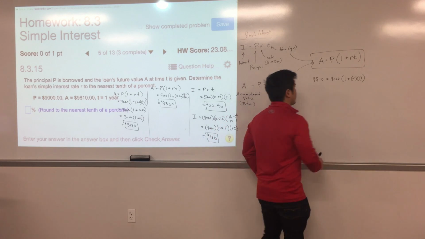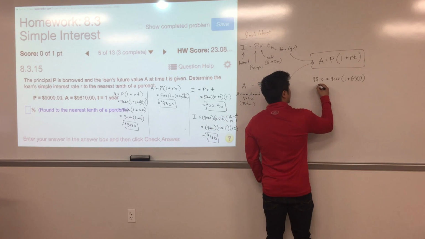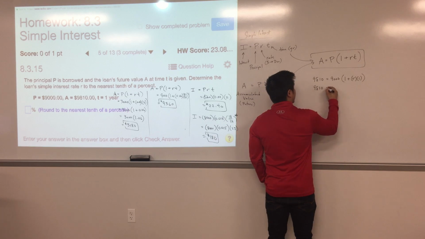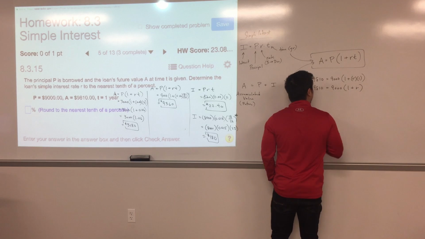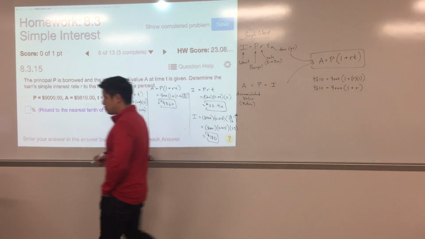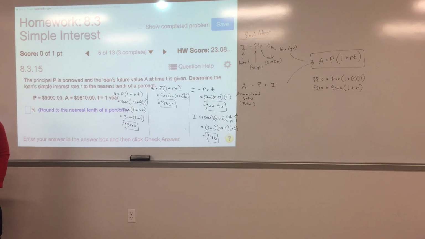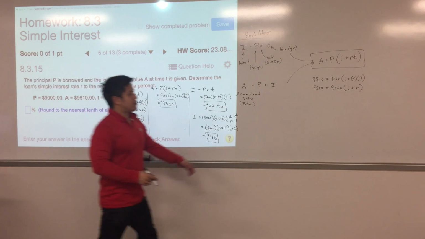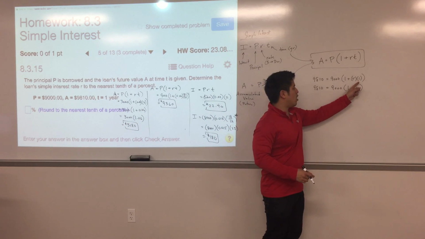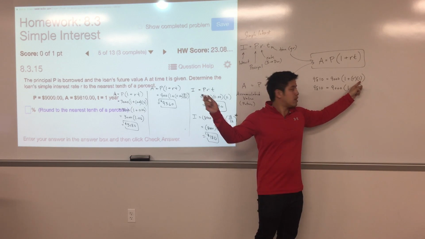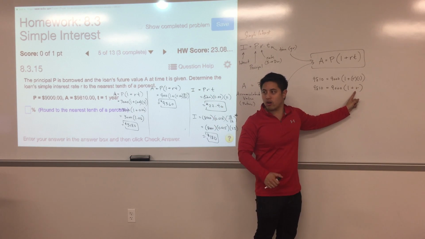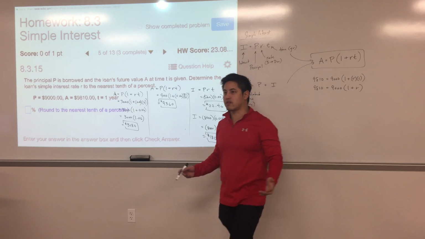Let's go solve it. First and foremost, this is 9,810 equals 9,000 times (1 plus r). How did I get 1 plus r there? Because you have one and more. Yes, because r times 1 is r. Now, if this problem was 2 years, it'd be 1 plus 2r, or whatever it happened to be. Does that make sense, guys?